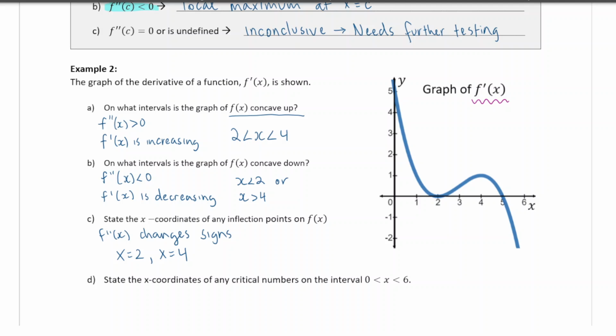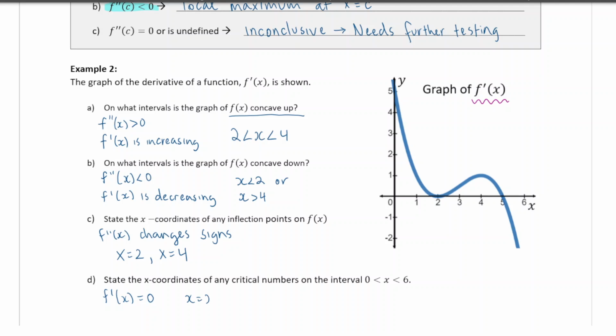All right. And then it says, state the x-coordinates of any critical numbers on the interval 0 through 6. So remember, critical numbers are endpoints, which we don't have here. Places where the derivative is undefined. We don't have any places here where there's any undefined points. So it's only going to be for this graph any places where our derivative equals 0. And we can just look at the graph to find where it's 0. There's 2 spots.